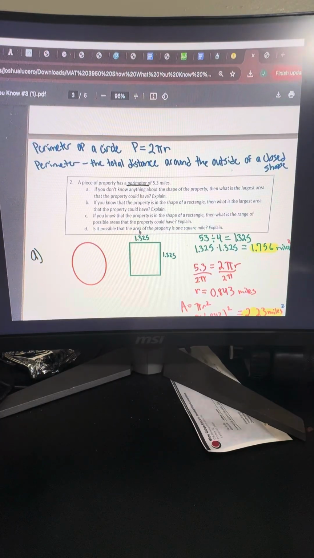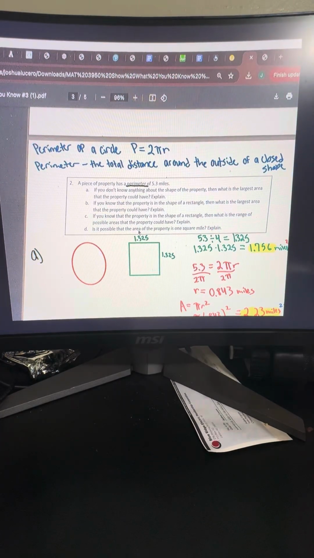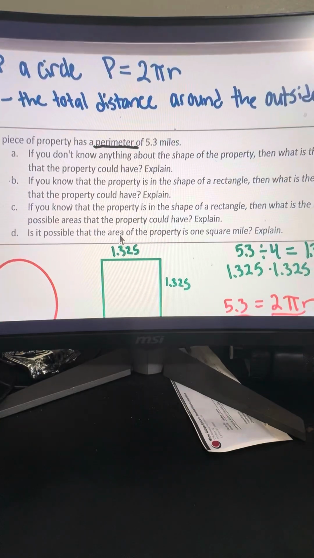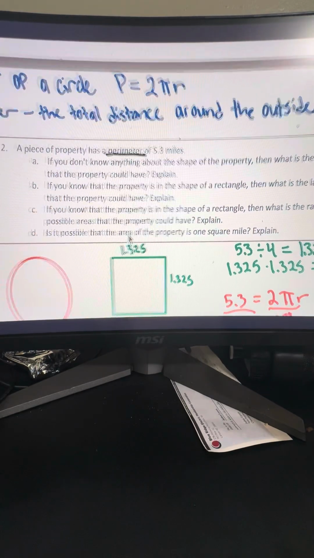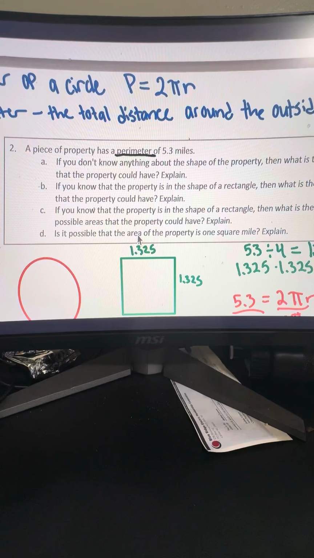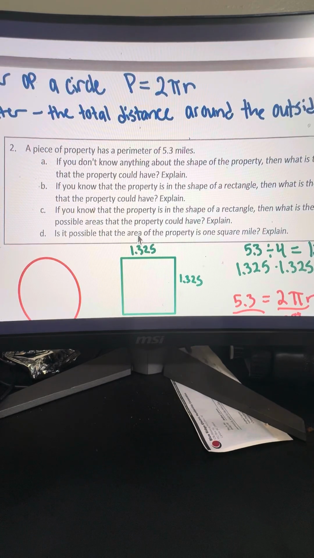All right, welcome. We're looking at problem number 2 on this problem set, where it reads a piece of property has a perimeter of 5.3 miles. So I underline perimeter because that is important for this problem. Part A, if you don't know anything about the shape of the property, then what is the largest area that the property could have? So area and perimeter, we know those two words.